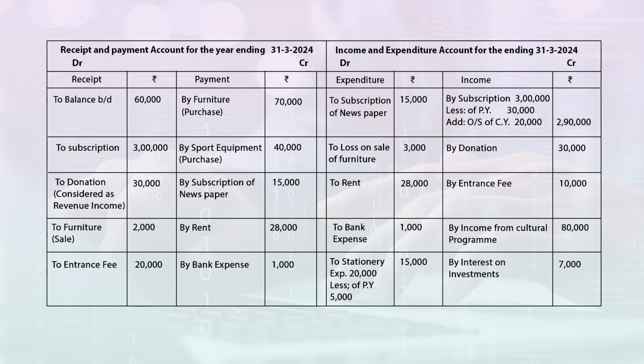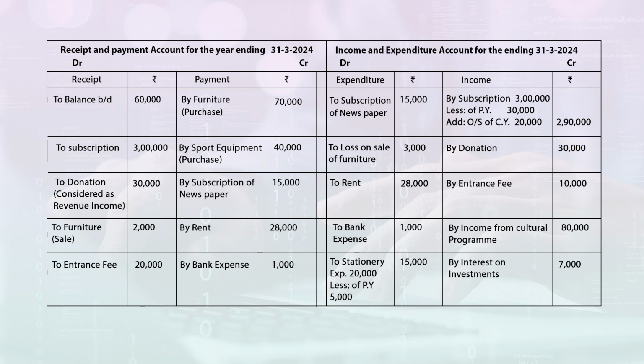The third item on the debit side of receipt and payment account is donation. Here instruction is given that donation has to be considered as revenue income. The amount is rupees 30,000. As instruction is given, the donation is considered as revenue income. So, in the debit side of the receipt and payment account, rupees 30,000 is shown, and on the credit side of income and expenditure account, rupees 30,000 is shown.